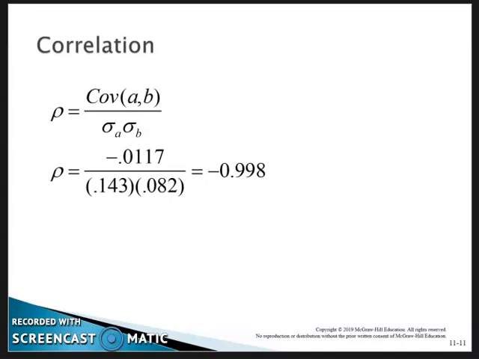We can use covariance to calculate correlation. Correlation is a number between negative 1 and 1. In this case, our imaginary portfolio has a correlation, which is covariance divided by the two standard deviations. This would be the standard deviation for stocks and the standard deviation for bonds. So our covariance of negative 0.0117 divided by the standard deviation for stocks of 0.143 multiplied by the standard deviation for bonds gives us an almost perfectly negative correlation, which would be ideal, not necessarily the case, but as we'll see in the next lecture, offers some significant diversification benefits.